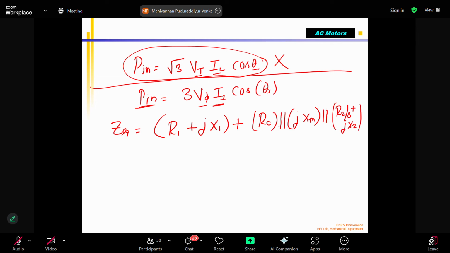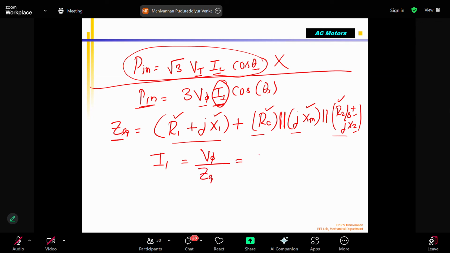Correct. These are the terms. This is the first term; the second, third and fourth terms are in parallel. This is the symbol for parallel. Correct. So once you compute this, what do you need? R1, X1, R_c, and X_m, and R2, s, and X2. These parameters are given in the problem, so automatically you can compute Z. Then you will compute I1. I1 can be computed using V phase voltage divided by Z.